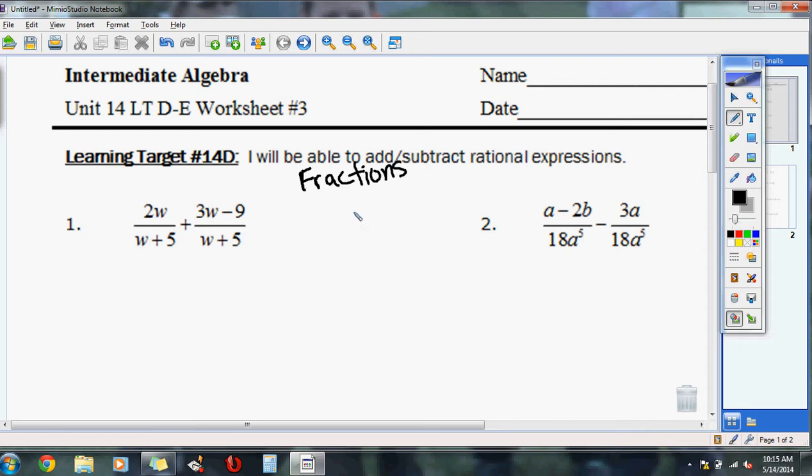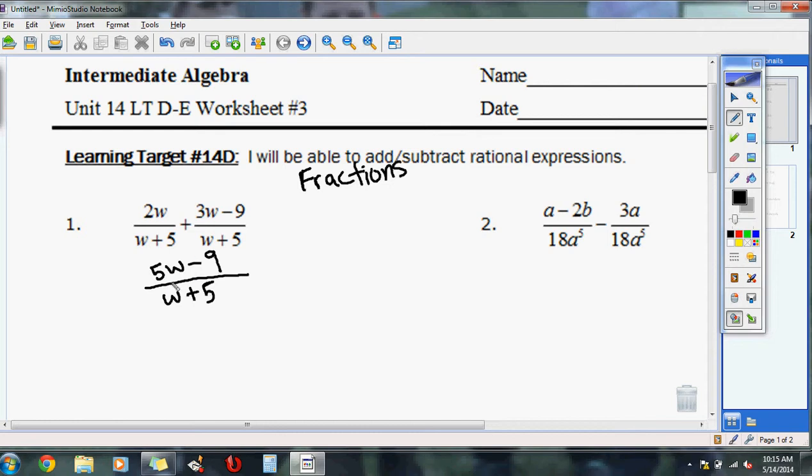Now, we'll get there in a second, but this first problem, you're looking for a common denominator. You already have one. This isn't going to happen all the time, but we do have a common denominator, so we literally just want to write it all over w plus 5. So now I just go across the numerators and combine like terms. I don't want to factor the top in the first step. So actually, 2w plus 3w is 5w, and then we have just a minus 9 there.